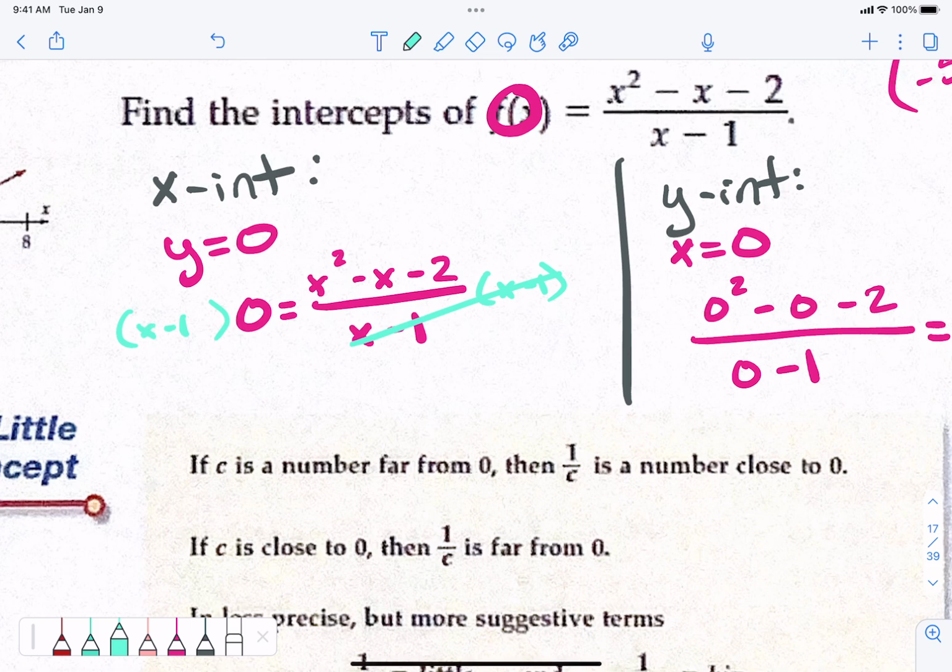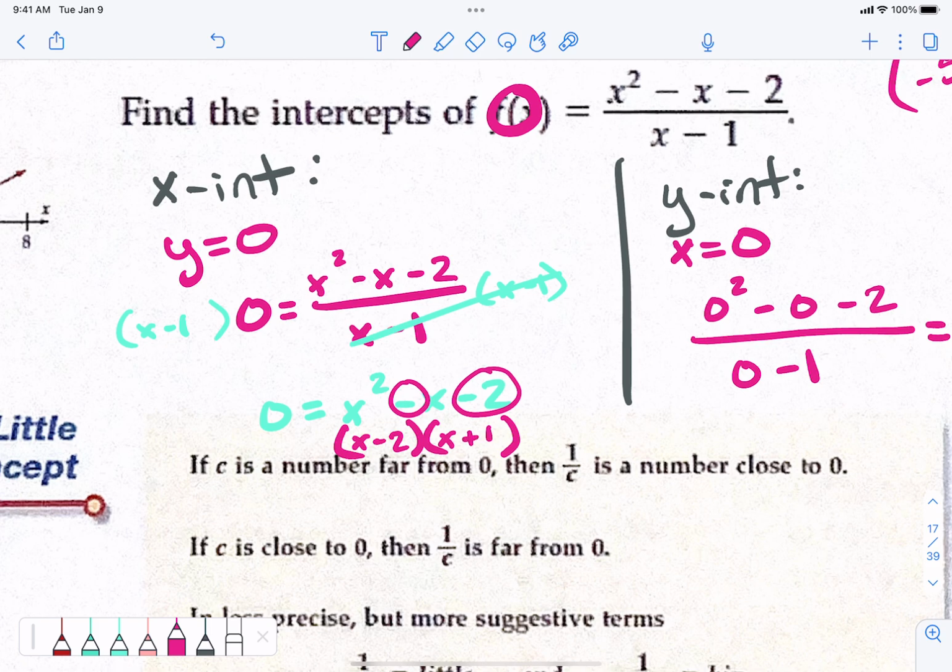X minus 1 times 0 is just 0, right? So 0 equals x squared minus x minus 2. Now what can we do? Add 2? I don't want to add the 2. I want to break it down. It's a simple trinomial, right? So what can you multiply to get -2, but when you add them give you -1?